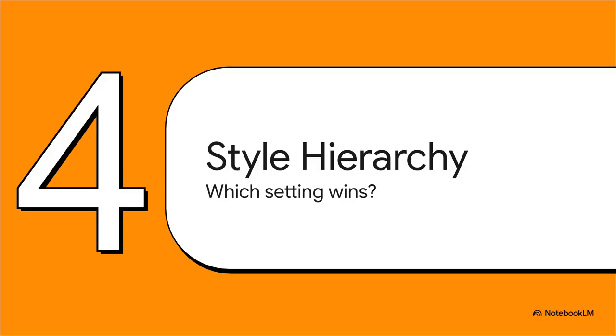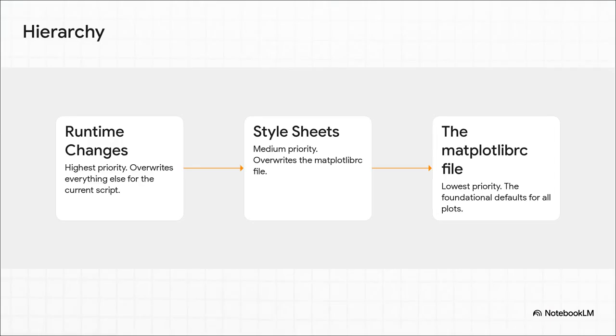So we've got 3 ways to customize our plots now, right? We can tweak them one by one, we can use a style sheet, or we can edit that main Matplotlib RC file. So how do they all play together? Like, which one wins if they conflict? It's actually a really simple hierarchy. Think of it like layers.